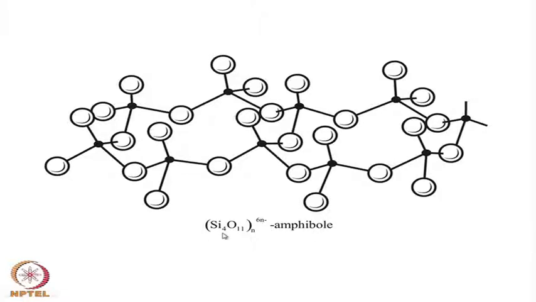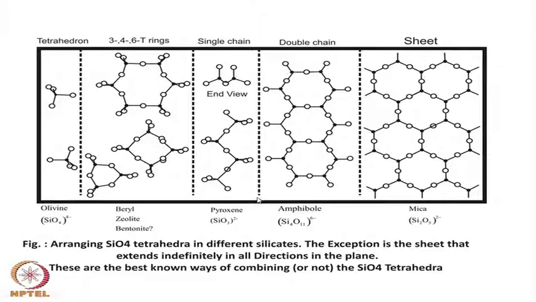And this is the unit Si4O11 with charge 6n-, that is a simple calculation. Okay. So, amphiboles are another variety of silicates. So, depending on the silicon oxygen arrangement, how the tetrahedron is shared between their neighbors, you have different kinds of structures, different kinds of properties, and of course, different applications.